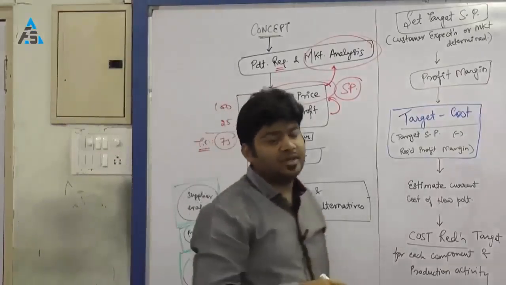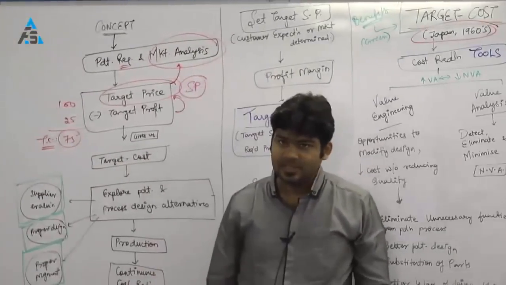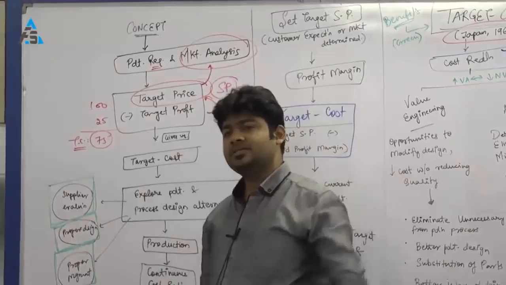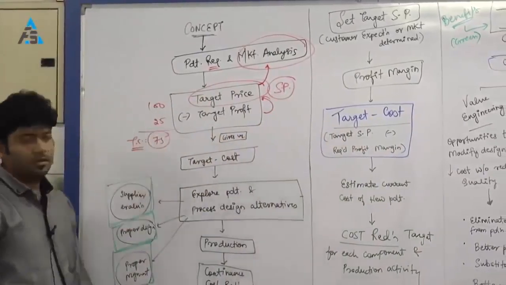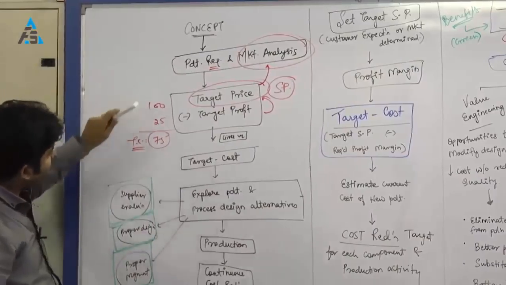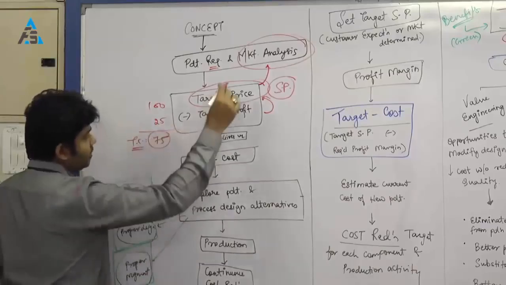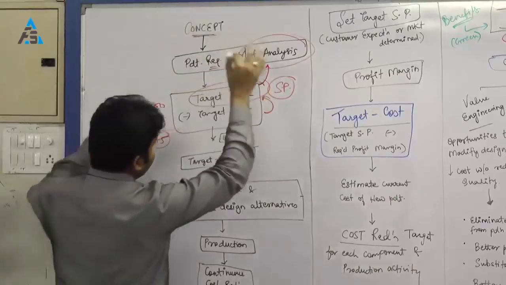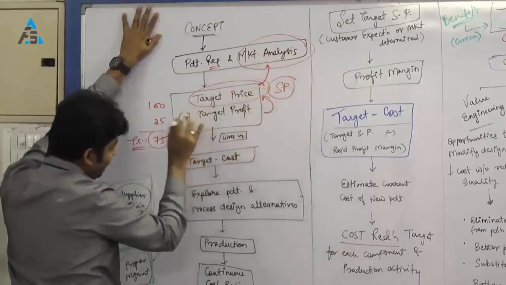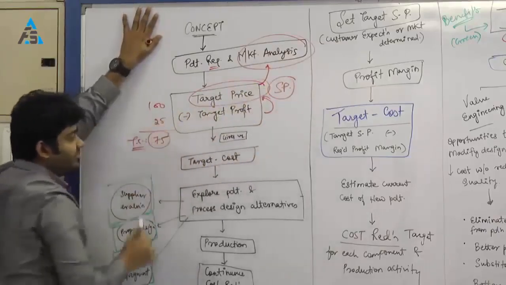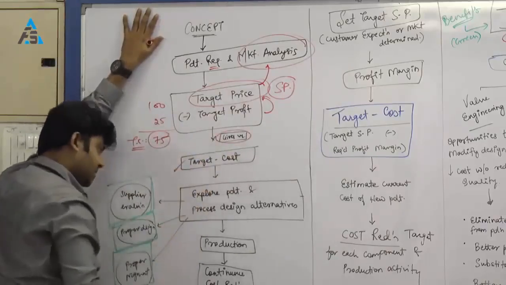So only if I am able to make my product in 75 rupees and sell it for 100 rupees will I be able to achieve the profit margin that I have thought of, which is 25% on my sales. So here target cost has to be adhered to. So how do I get my target cost? I will see the product requirement, I will do the market analysis, find out the market selling price, I will see what is the profit that I am looking for in my business. This will give us the target cost.